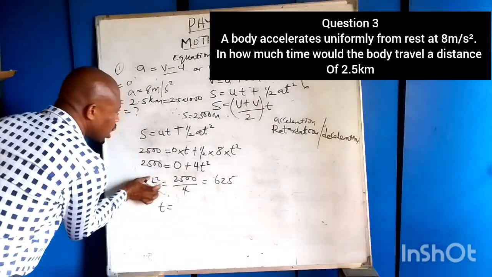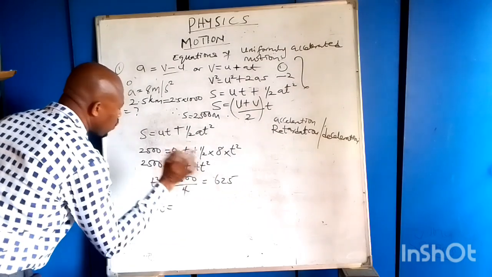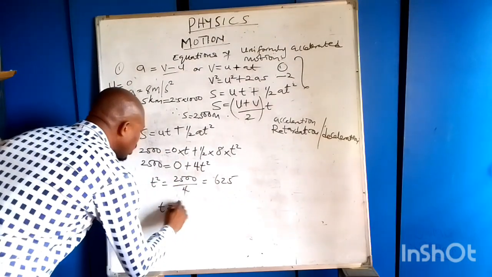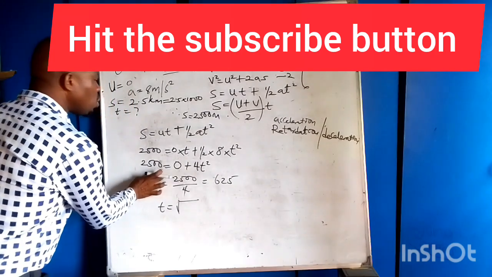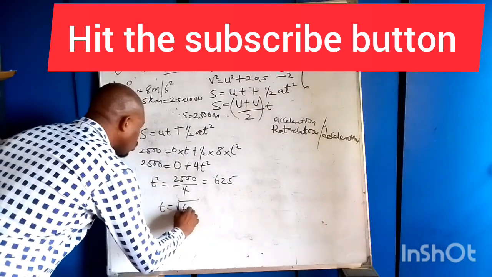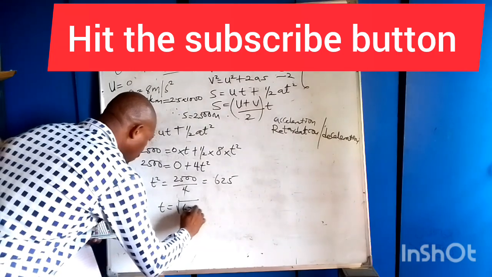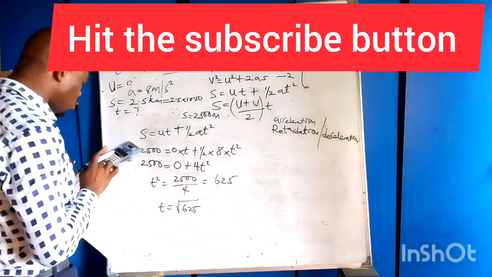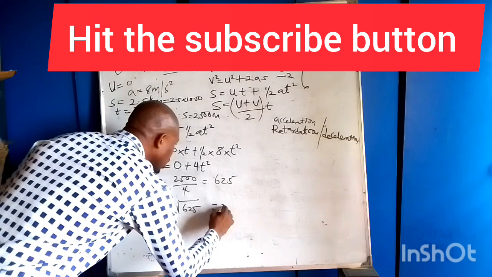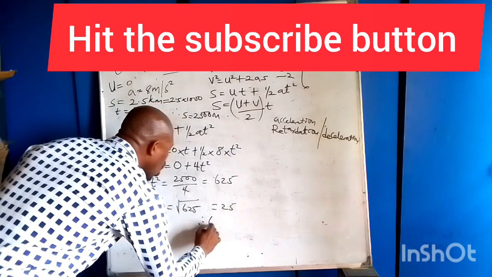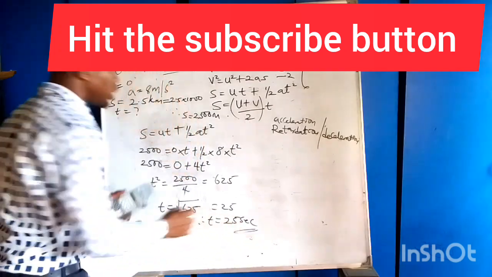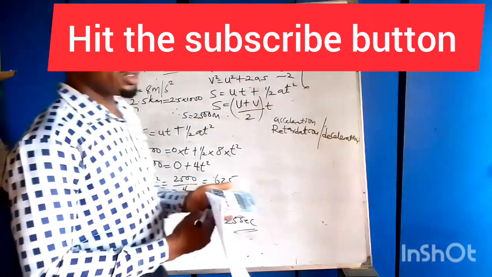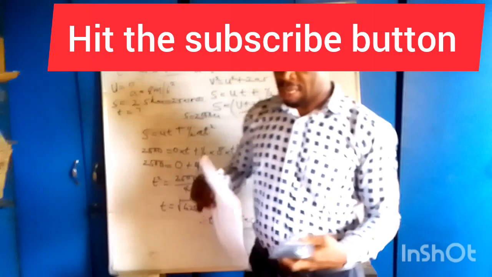We're looking for t and not t squared, so we take the square root of both sides. The square root of 625 is 25. Therefore, t is 25 seconds. Alright, we'll take the next one.